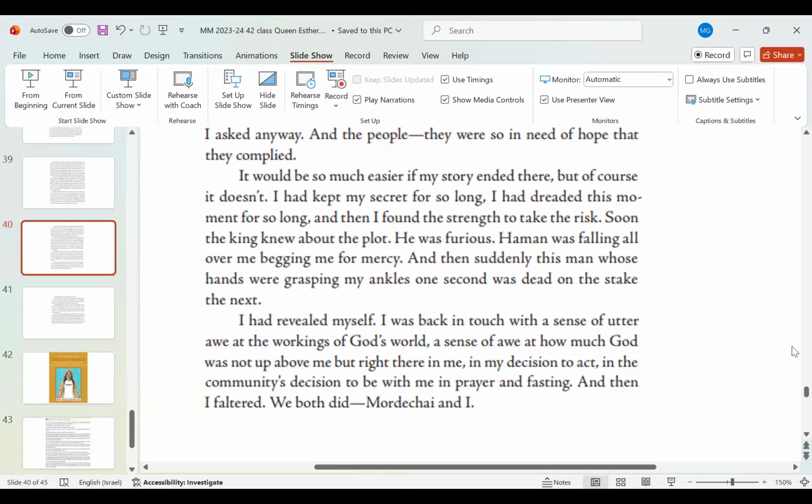I had revealed myself. I was back in touch with a sense of utter awe at the workings of God's world, a sense of awe at how much God was not up above me, but right there in me, in my decision to act, in the community's decision to be with me in prayer and fasting. And then I faltered. We both did, Mordecai and I.